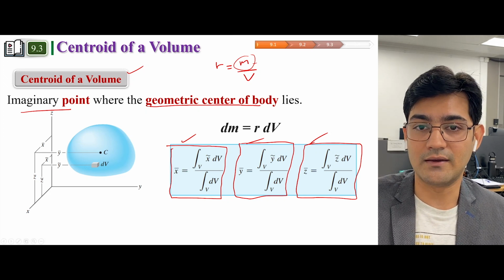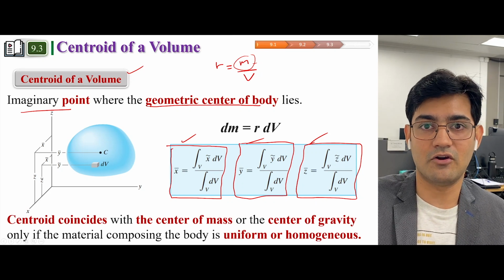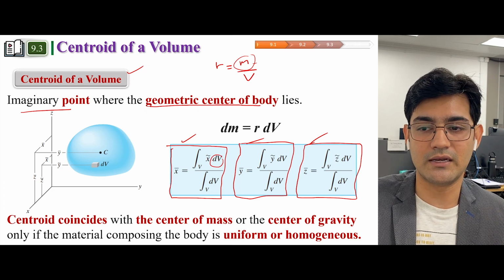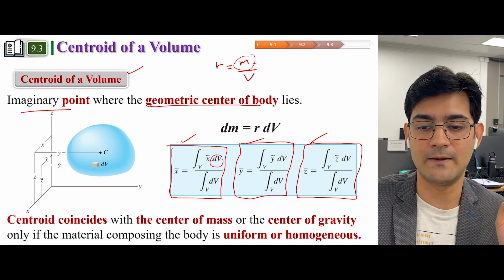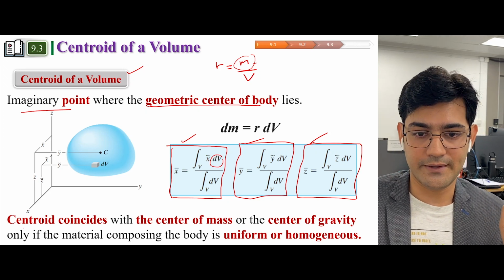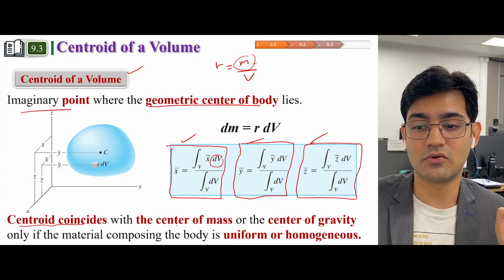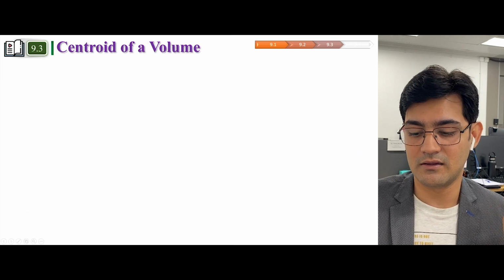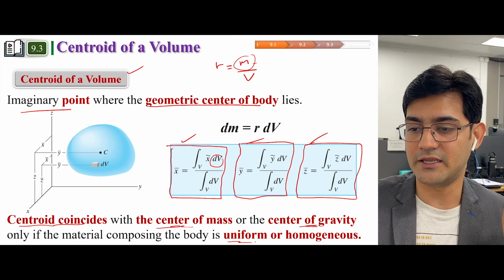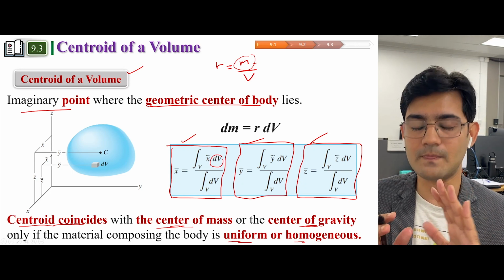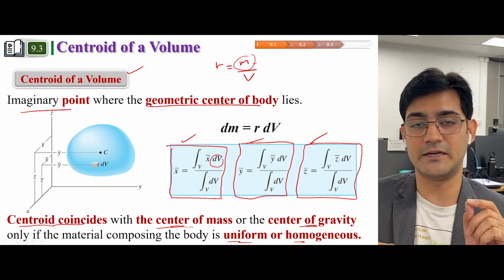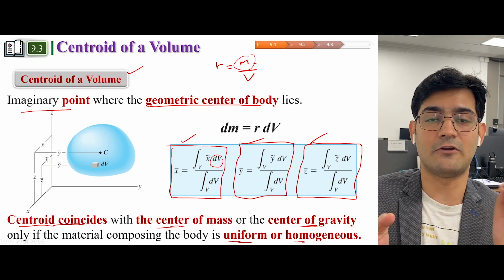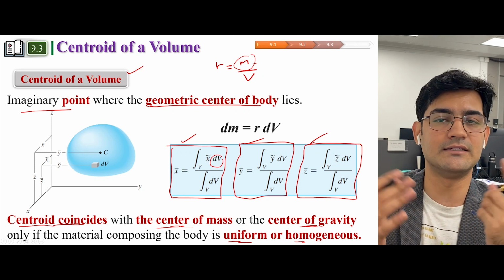Similarly, if we want to calculate the centroid of an area or the centroid of a line, we can just replace this volume with area or with line. Now, an important thing to note here is that the centroid coincides with the center of mass and center of gravity if the material composing the body is uniform or homogeneous. All they're trying to say is that if you have a constant gravitational field, then obviously the center of weight and the center of mass would coincide. So basically they are the same point.